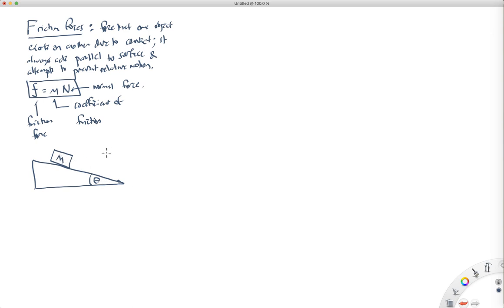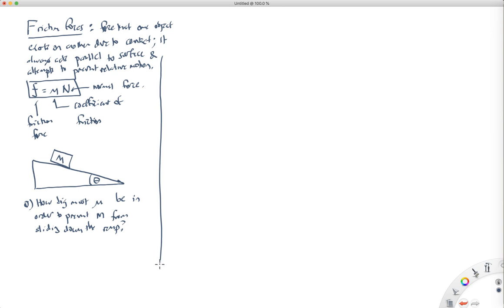Now here's the question I want to ask: how big must the coefficient of friction mu be in order to prevent slippage? In order to prevent the mass m from sliding down the ramp. This is a pretty straightforward ramp problem. So how do we solve this problem?